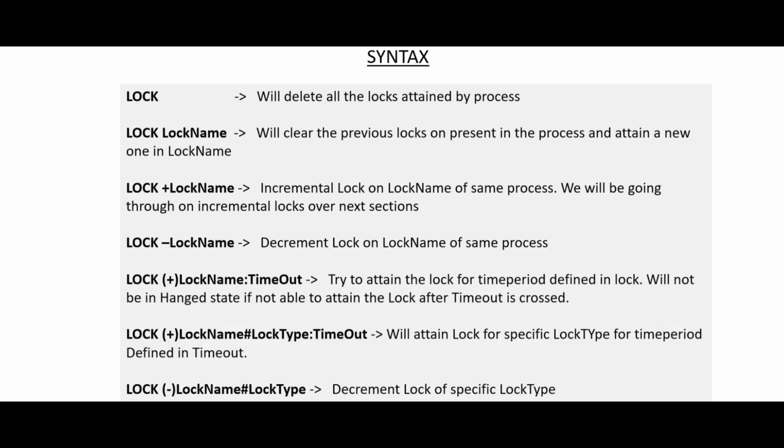Lock space lock name colon timeout tries to attain the lock for the time period defined in timeout, and will not be in a hang state if it is not able to attain the lock after the timeout is crossed. Lock space lock name hash lock type colon timeout will attain a lock on a specific lock type for the time period defined in the timeout. We will be discussing lock type in the further sections.